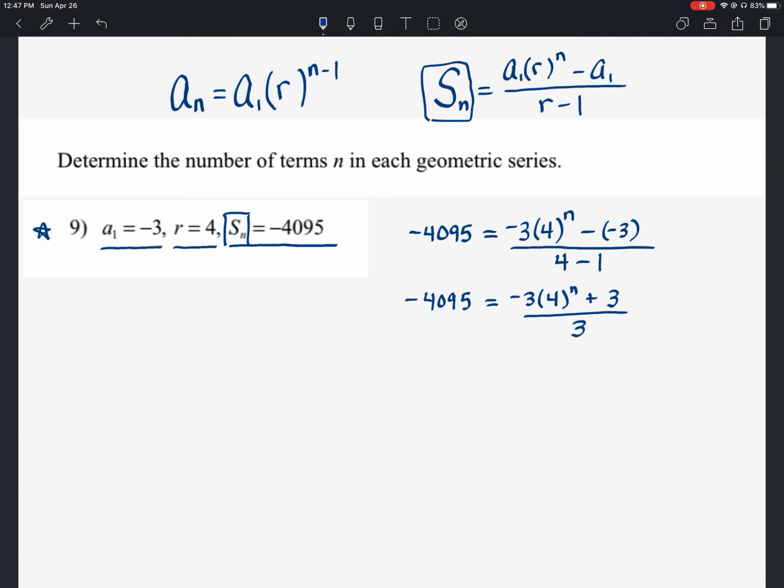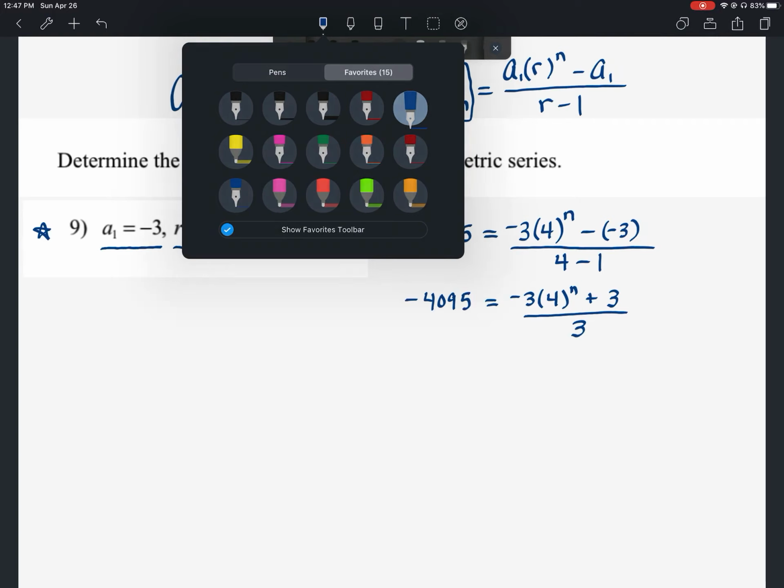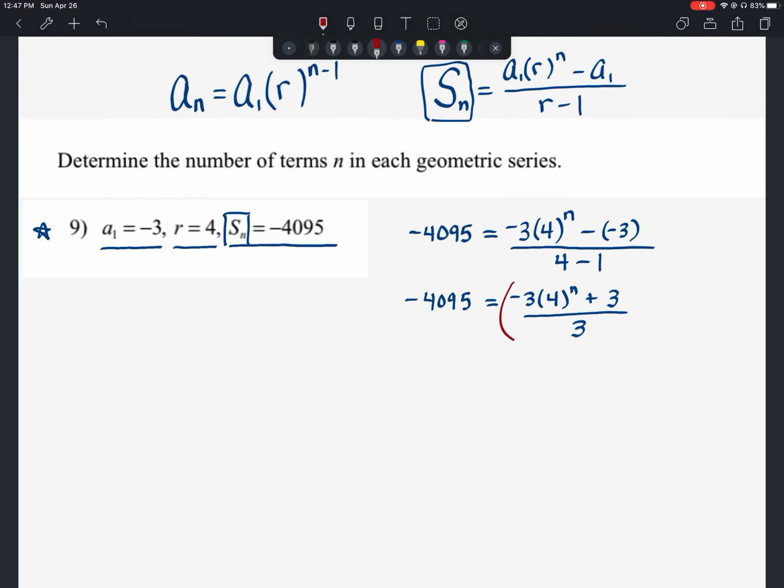If you make mistakes when you do that and you don't feel comfortable, then let's just undo it. That's totally fine. Let me pull out my little toolbar so I can choose some other colors. All right, let's just multiply both sides by 3. When we do that, I've got -3 times 4 to the power of n plus 3, because this just canceled out those 3's, is going to equal 3 times -4,095, which I believe is -12,285. You can use your calculator to get that. There's no problem with that at all.